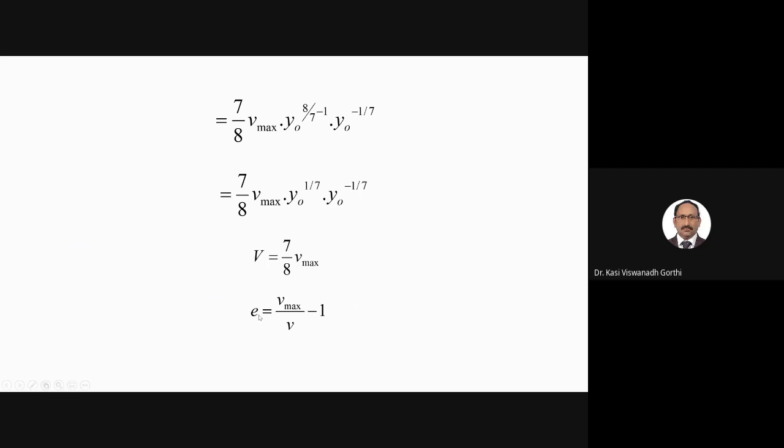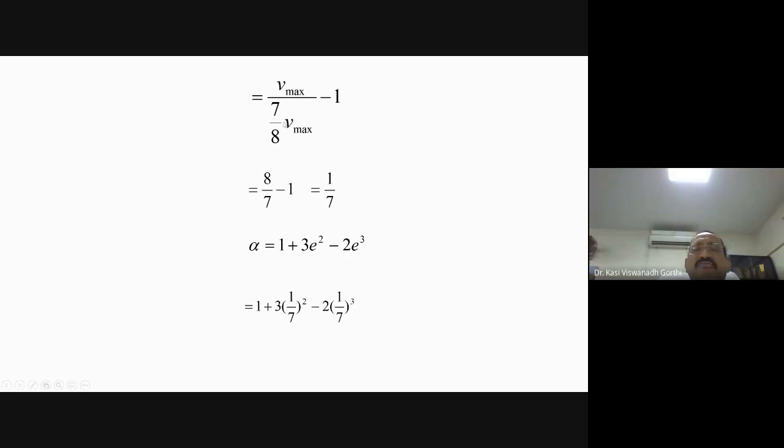And it is given that small e is equal to Vmax by V minus 1. Substitute that: Vmax by V, where the average velocity is 7 by 8 into Vmax, minus 1. So you are getting the value of e to be equal to 1 by 7. Alpha will be equal to 1 plus 3e square minus 2e cube. This is what is given in the problem.